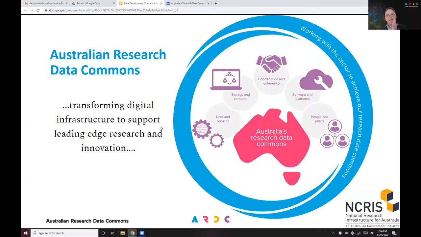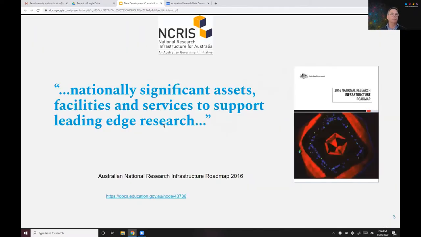It's part of the NCRIS program, the National Research Infrastructure Strategy. It's a strategy that comes from the Department of Education to support nationally significant data assets and services that support leading edge research. The funding comes directly from the Commonwealth Government, and it's meant to fund some national level initiatives that are beyond local or institutional capability.